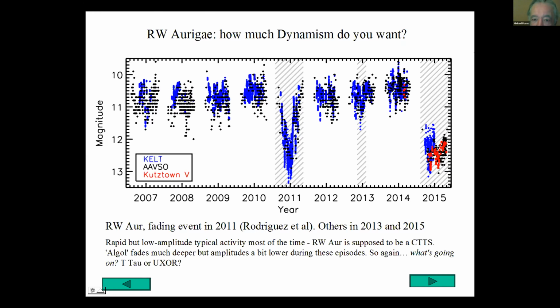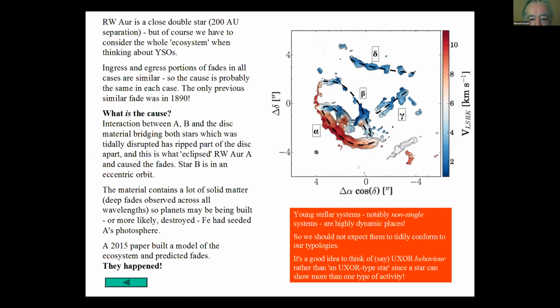Well, various people have had a look at this, and it turns out that RW Auriga is a double star. To show you on this strange diagram here, here's the main star, RW Auriga A, here's RW Auriga B. They're separated by about 200 AU. They only appear as a single star to us. They're too close together. But again, we've got to consider not just the stars, but the whole stellar ecosystem, the entirety of the surrounding environment, and anything that can give rise to this strange behavior.